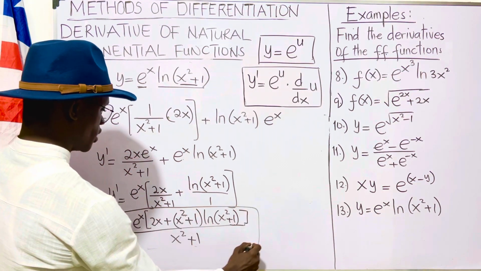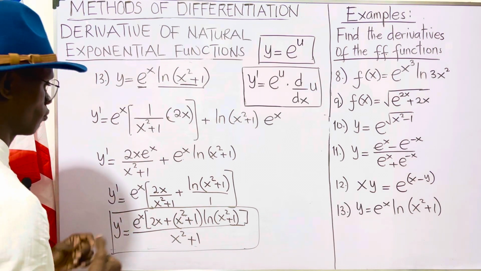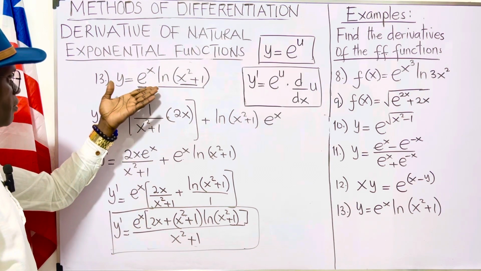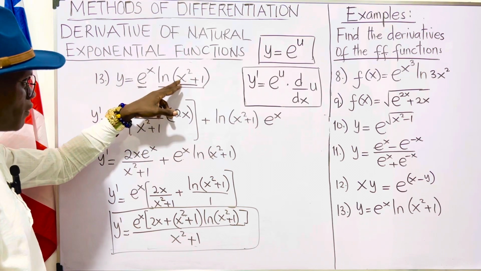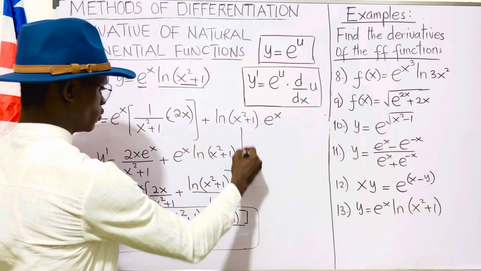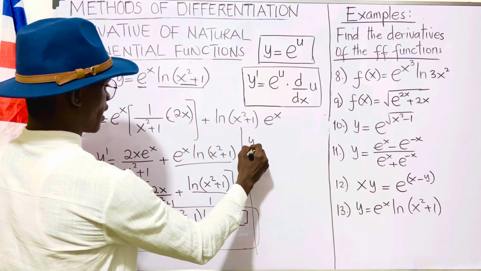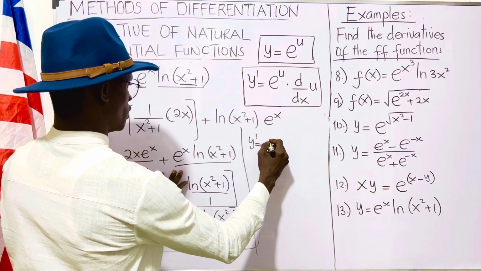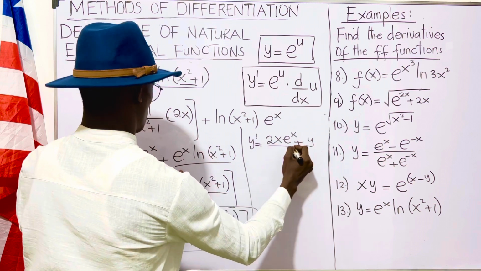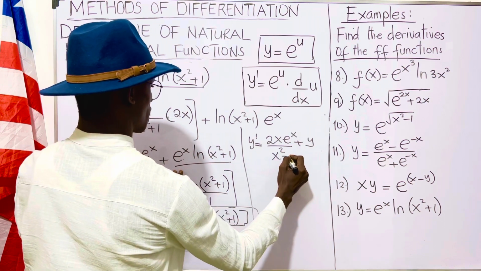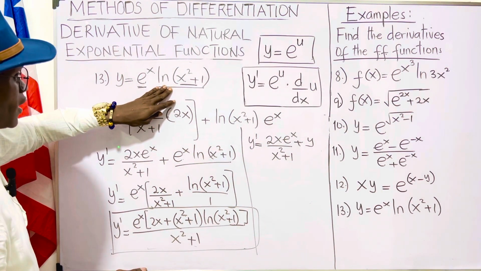So this could be our final answer for question number 13. Or if you like, you can bring in the value of e raised to the power x ln of x squared plus 1, like we could do right here. So this whole thing is just y. So we have y prime equal to 2x e raised to the power x plus y all over x squared plus 1. So this is exactly what we have, right?